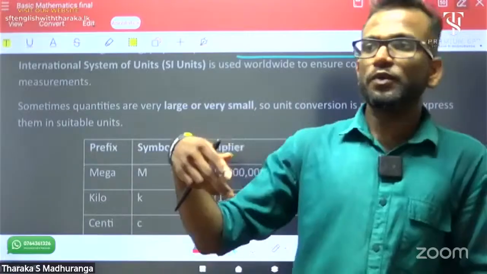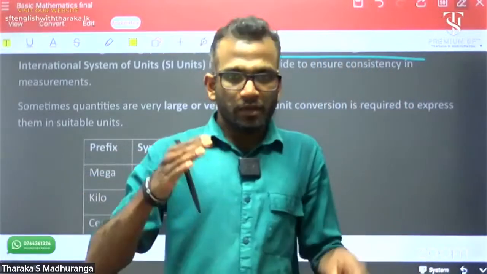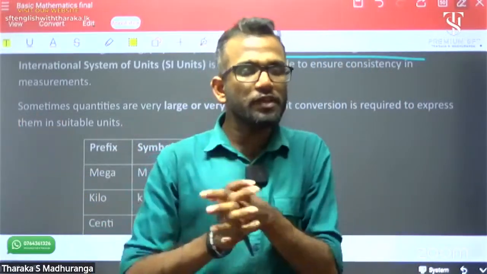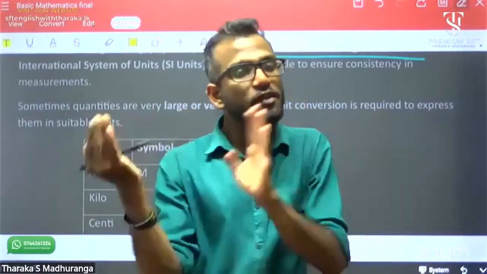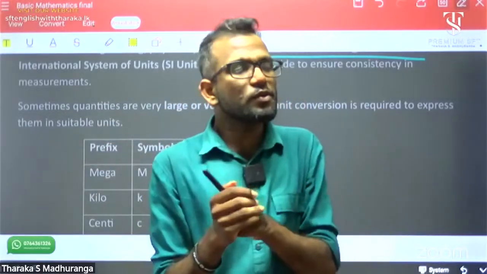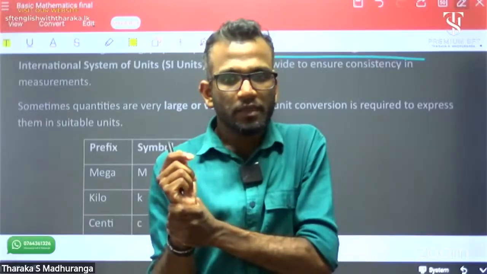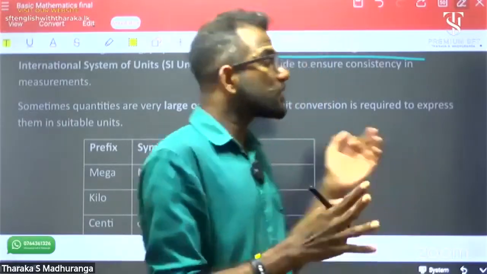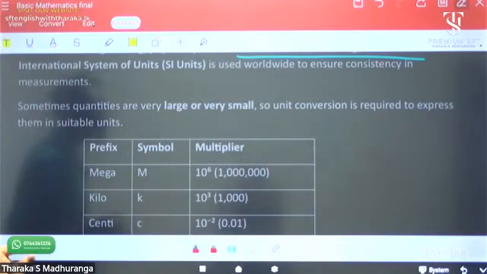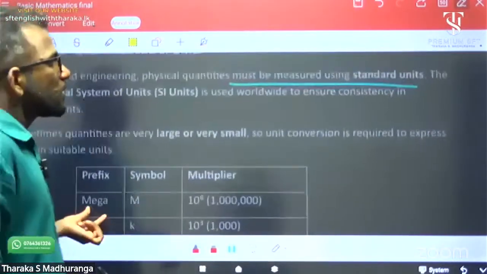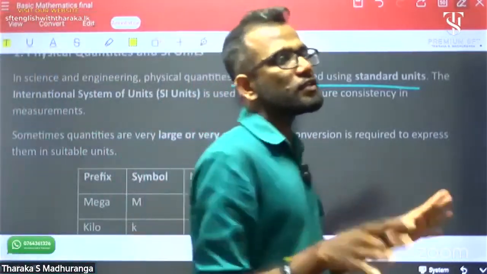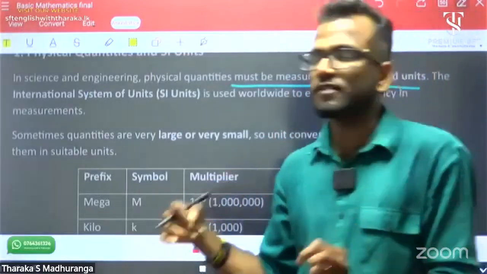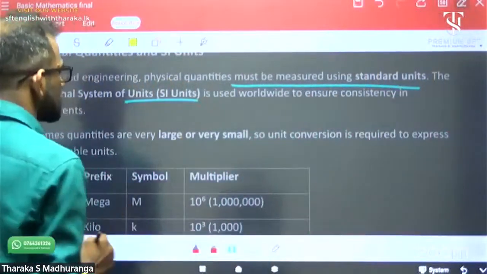Think, if measurements changed country by country, if the units changed, what would happen? We can't maintain the consistency of production. Therefore, we have developed an internationally standard unit system that we call the SI unit system.